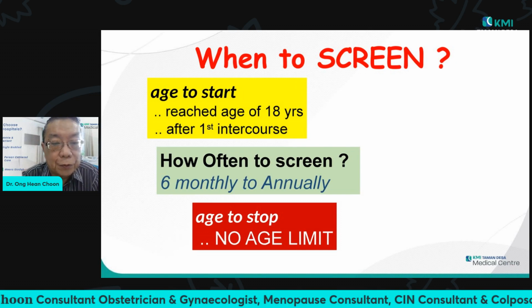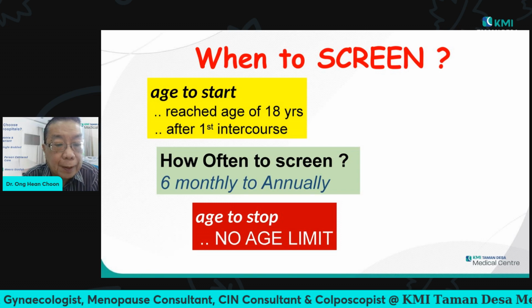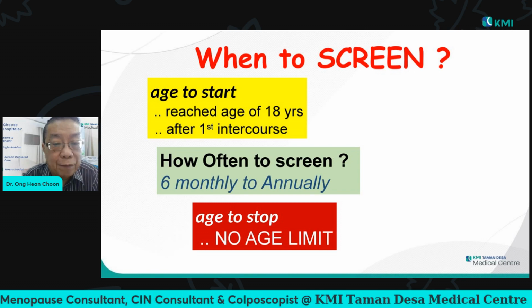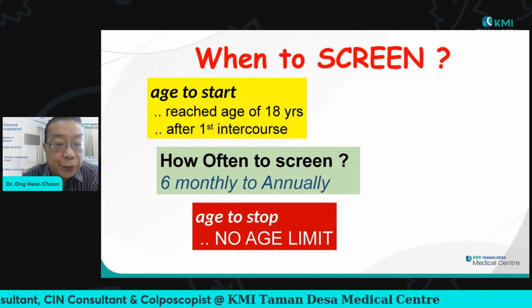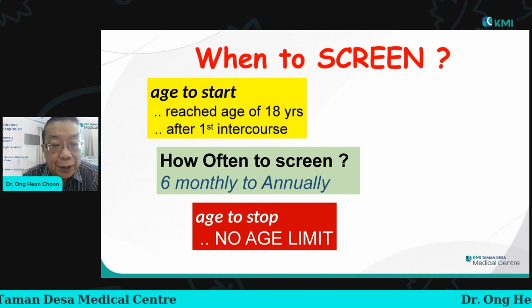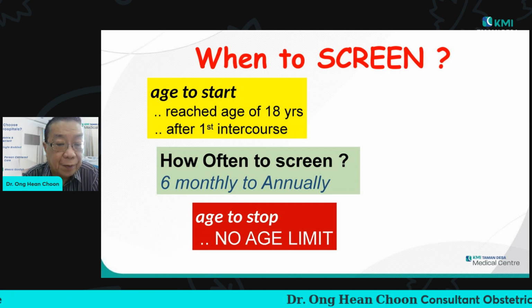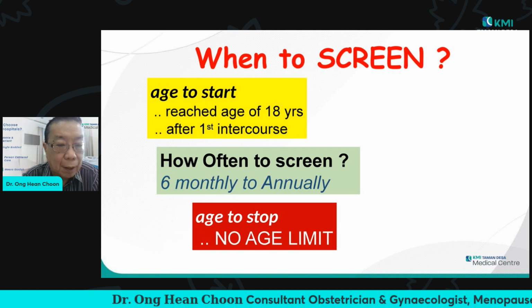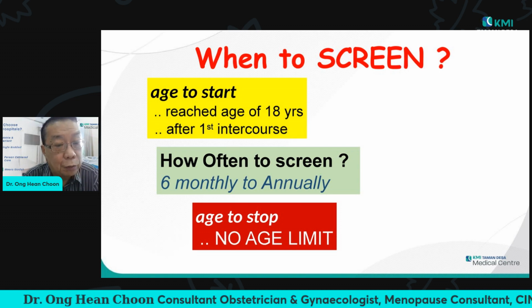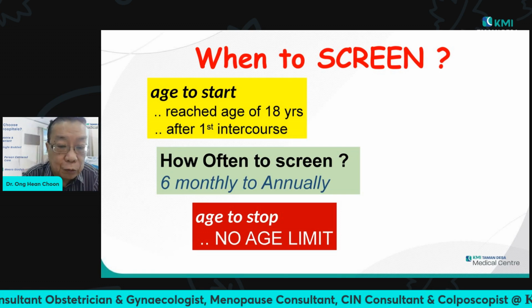How often to screen? As a principle, in those who have not reached menopause, we screen 6 monthly, and in those after menopause, we screen once a year. This is a safe protocol for women. All right, and it's up to you to follow it or not to follow it. But this would be what we want to do.